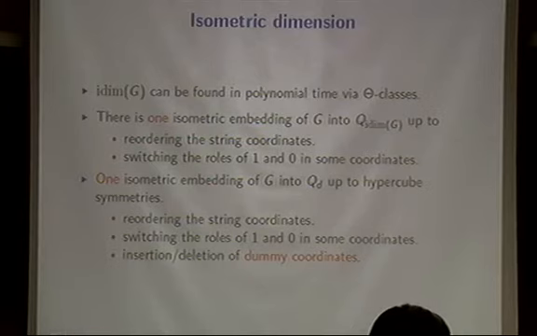Okay? So is this clear? Because I will be using this later. So there is essentially one isometric embedding, or you can have dummy coordinates.